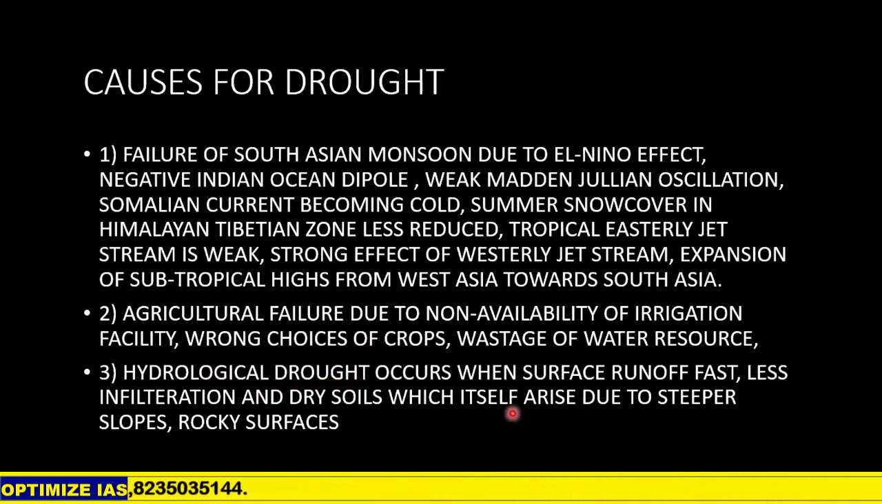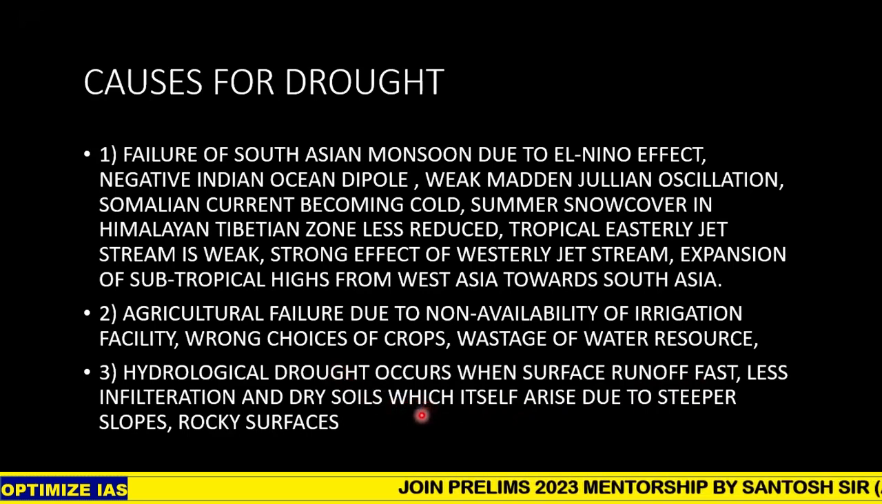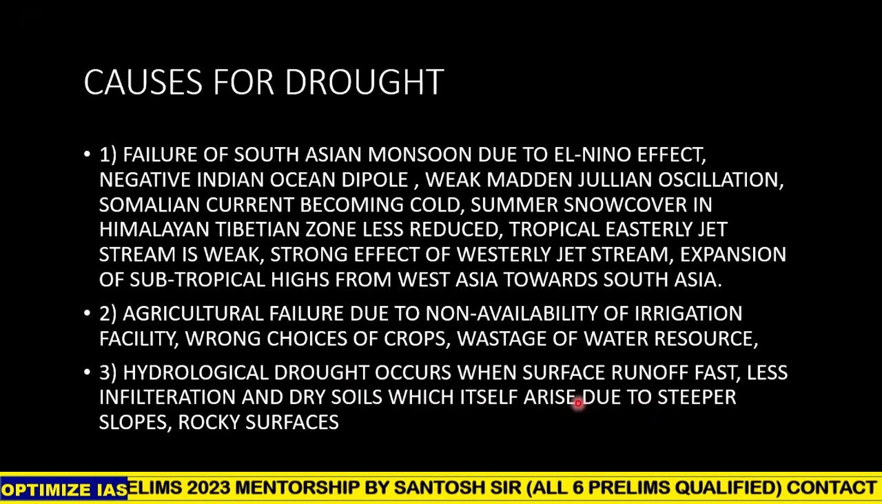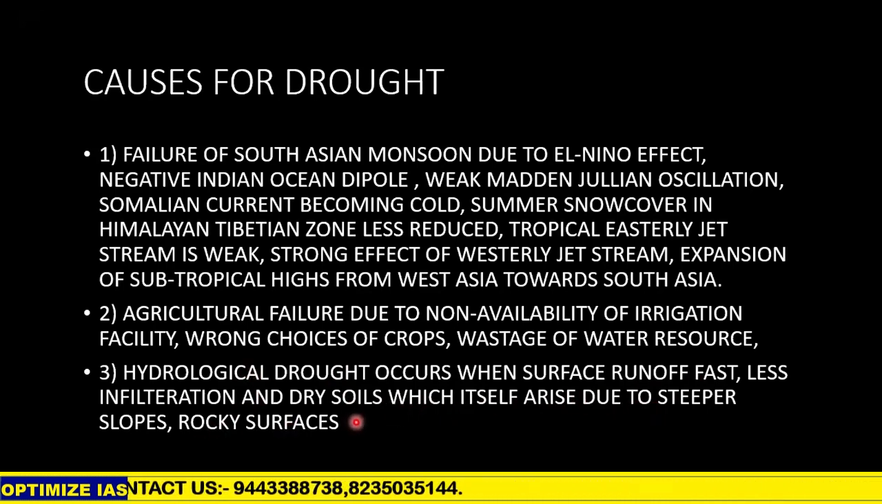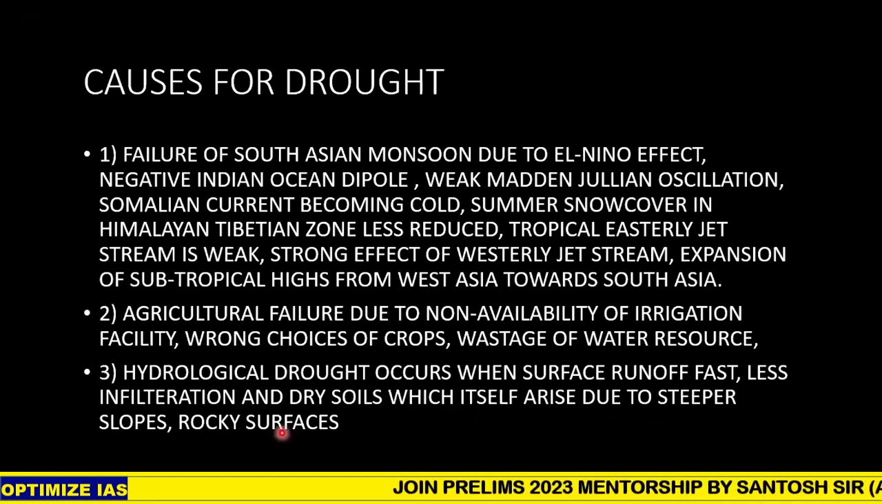When hydrological drought took place, the surface runoff is very, very fast, with less infiltration of water, so soils become what? Dry. And why do the soils become dry? Because of natural or man-made reasons, the slopes become steeper, so the infiltration is not there. Rocky surfaces are exposed. Or in that area, what is happening? Laterization is happening. Laterization means the laterite soils do not allow percolation, as a hard layer develops.